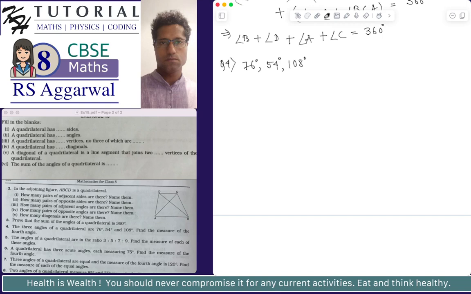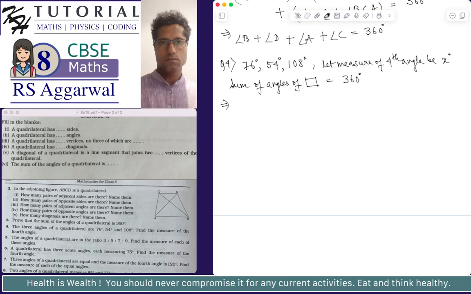Okay, so we know that the sum of angles of a quadrilateral, I am using this symbol to mean a quadrilateral, is 360 degree. Now let us assume the measure of the fourth angle be x degree.